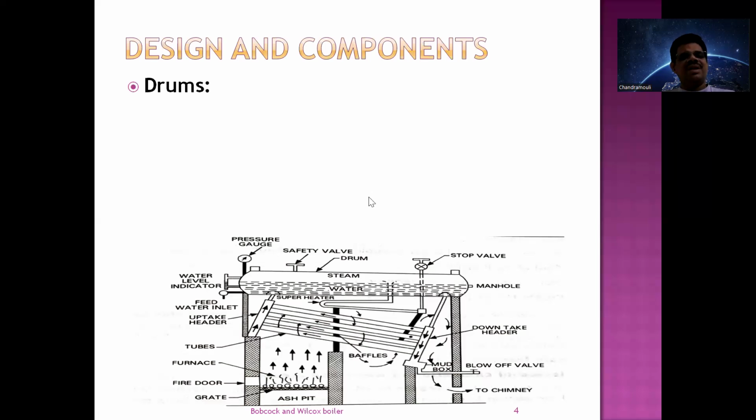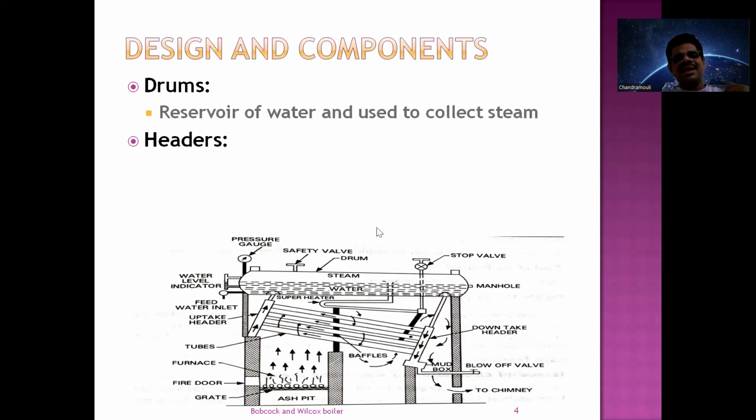So what are the various components? It consists of a drum. If you observe at the top, it is a drum which is used to store the water and also to collect the steam at its top. So the bottom portion consists of water, and the steam is collected at the top. And there are two headers.